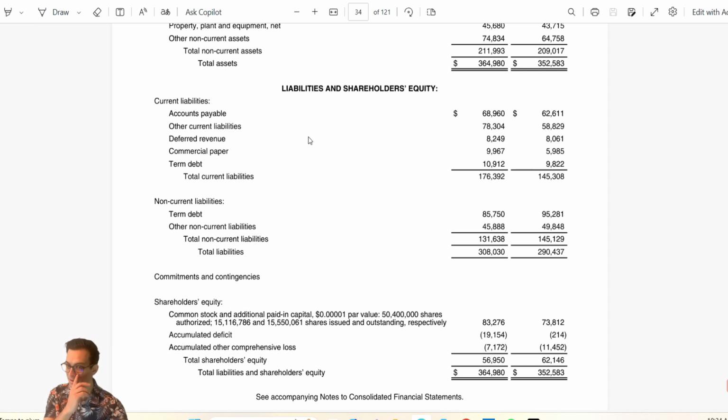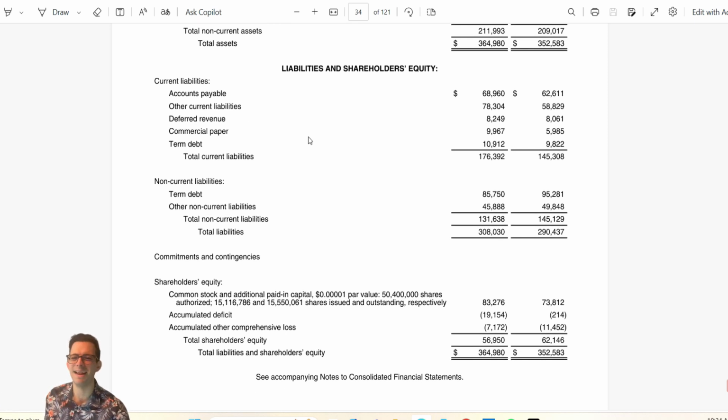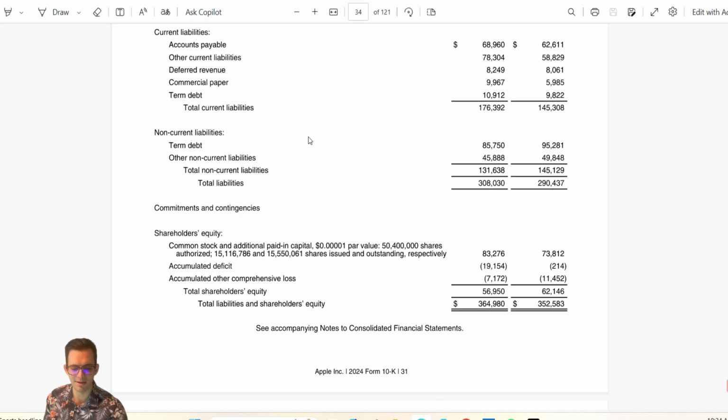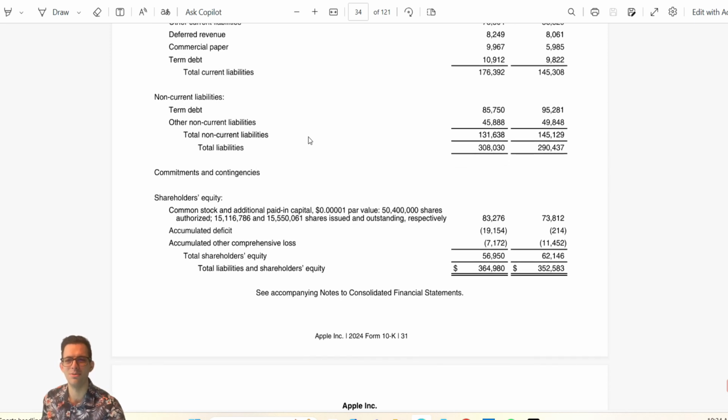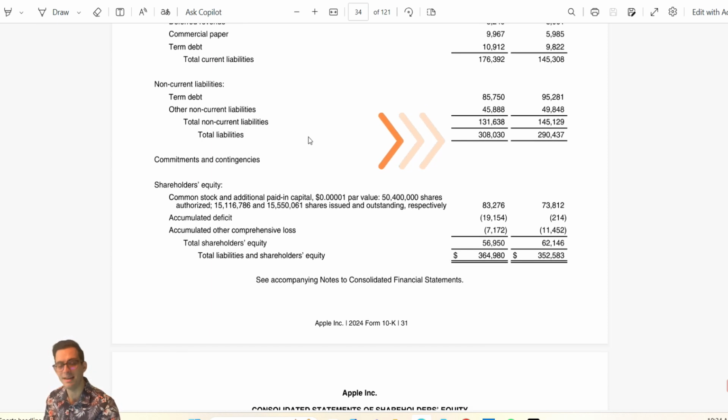And then we have deferred revenue. Deferred revenue is money they haven't earned yet, so they can't recognize it as revenue. We'll get into that in some video. And then we're looking at commercial paper and debt. We're just saying, hey, we have more bills that we need to pay. And then non-current liabilities, these are longer term loans, just like your home mortgage is usually not going to need to be paid within 30 days. It's going to be a couple of years, so these are long-term loans. And in total, they have $308 billion in debt that they have to pay.